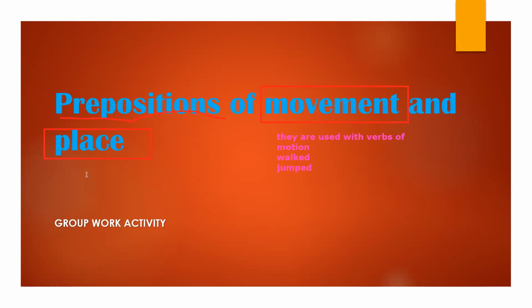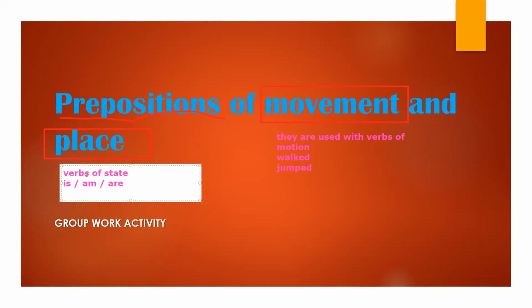I'll tell you yes, but they're gonna come with static verbs or verbs of state. Verbs of state, like verb to be, or for example, verb to find. I found the table in the classroom, for example. So again, prepositions of movement usually come with verbs of motion like walked, jumped, and so on. And prepositions of place come with verbs of state.